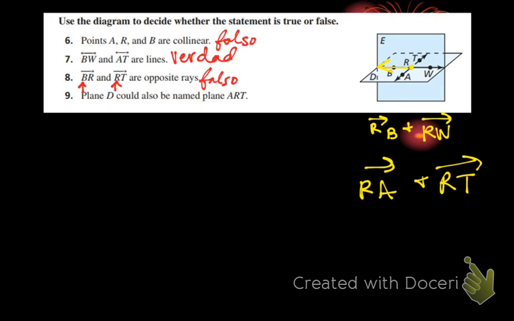All right, last, plane D. Could it also be named plane ART? Why not? They're on the same line, so falso. You can write true or false whenever you get to a problem like this. You can write the Spanish version, I don't care.